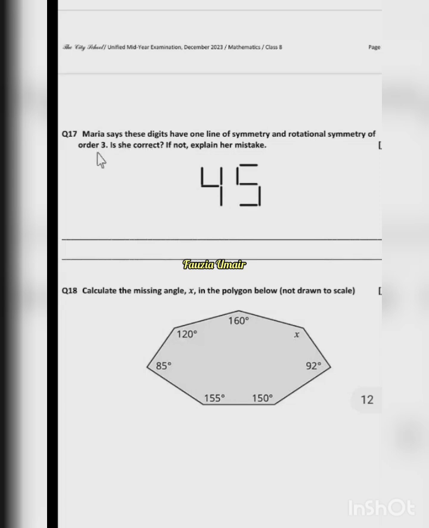Wrong. So first of all, we will write down she is wrong, because it is in the question: is she correct? So you will answer that question. She is wrong. So now you need to explain her mistake. So how can we explain her mistake? Sara: Ma'am, because from the looks of it, there's no line of symmetry and there's one rotational symmetry. All right.